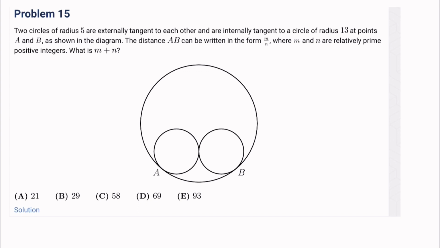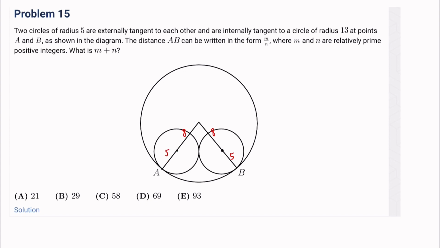Okay, so we have two circles of radius 5. So we have the midpoint here, and we will draw radii to B and to A. Yeah, so this is radius 13, and if we have the centers of the circles, that means that this much is 5 and this much is 13, right? So this will be 5 and this will be 13 minus 5, which is 8, right? And same thing for here, this is 8 and this is 5.